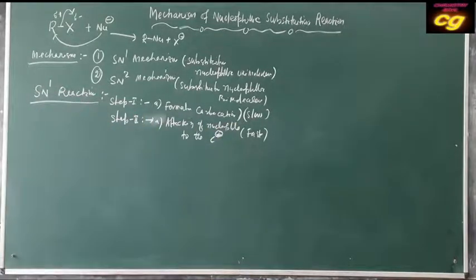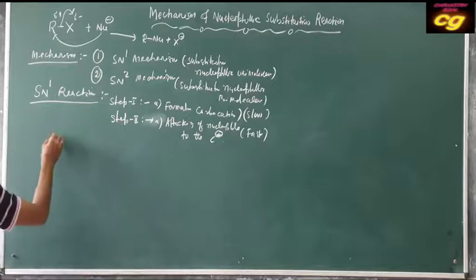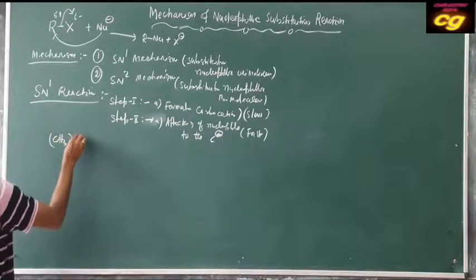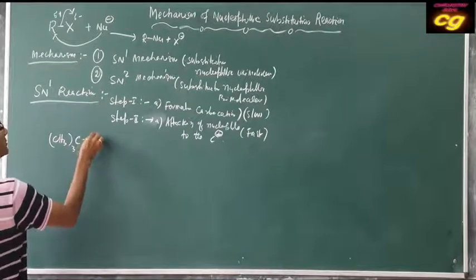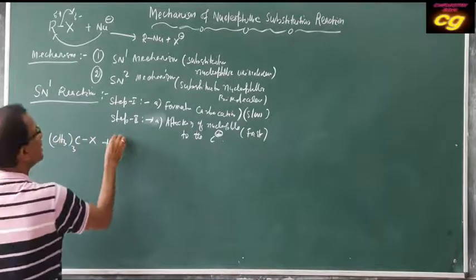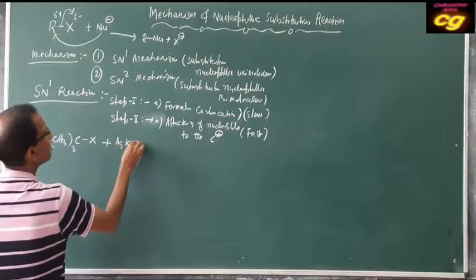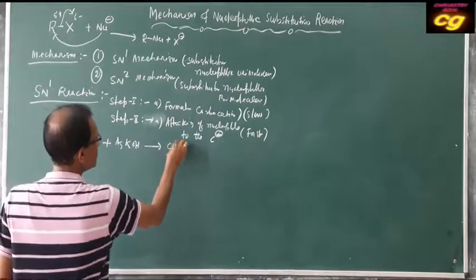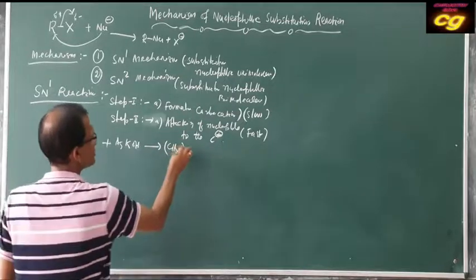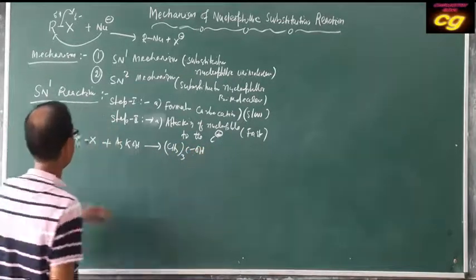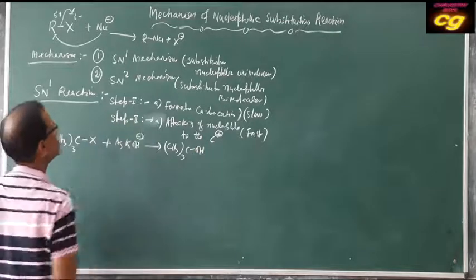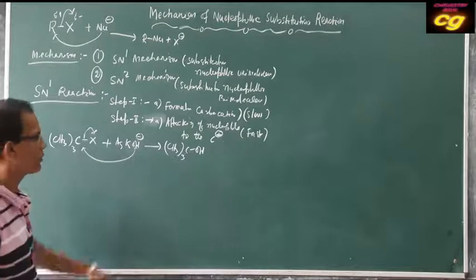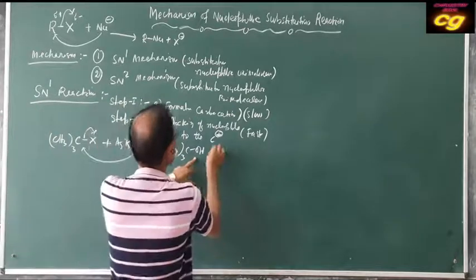Now let us see an example. Suppose (CH3)3CX reacts with aqueous KOH. Here the product is (CH3)3COH, because here the nucleophile is negative, so it will attack. So the product will be alcohol and KX.